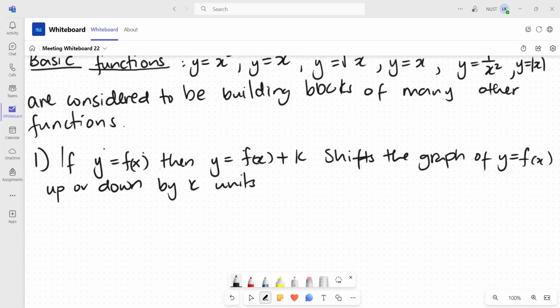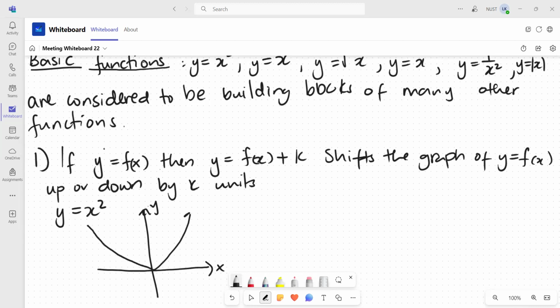So for example, if we have the function y is equal to x squared, if we were to draw this one, like I said, it's a basic function. We have x and we have y here. So this is what it looks like. It's a parabola. So it continues like that. And then this is our graph y is equal to x squared.